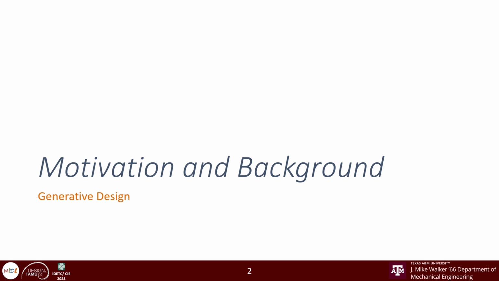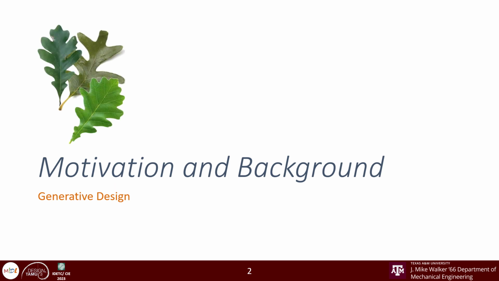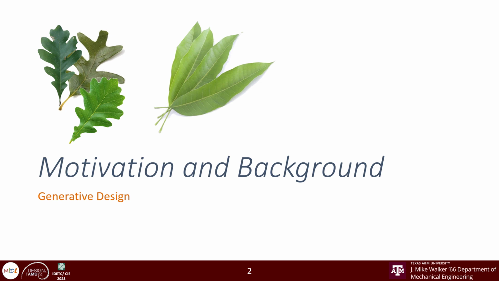I'd like to motivate this work through an example from nature. If we look at different leaves, say from an oak tree, each individual oak leaf is unique in terms of its exact form. However, all oak leaves belong to a family. They share similar characteristics, not just in terms of their shapes, but also in terms of their functionality in providing nutrition to the plant. And we see this across all trees. All mango leaves belong to one class, but no leaf is identical.